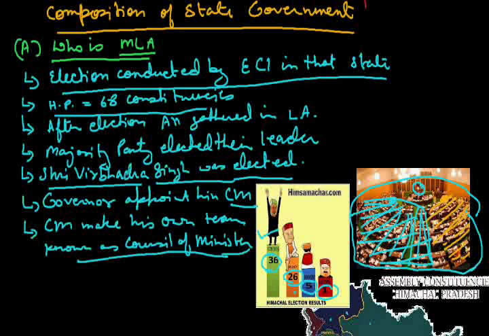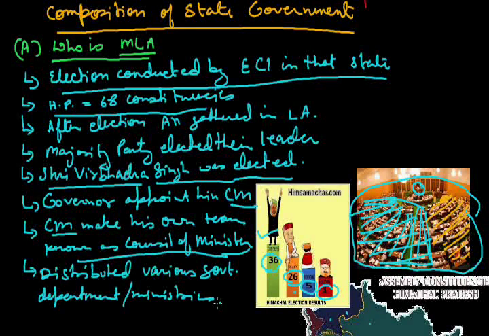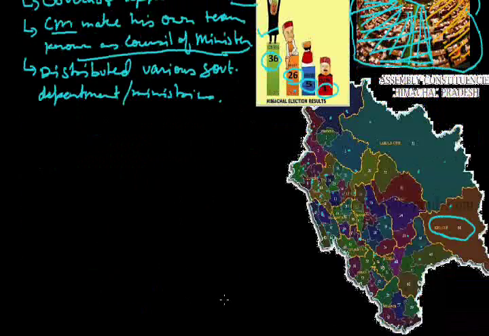Now this is how we see how the state government is formed. The CM makes his own team and distributes various government departments and ministries to these ministers so that they can do their work easily.